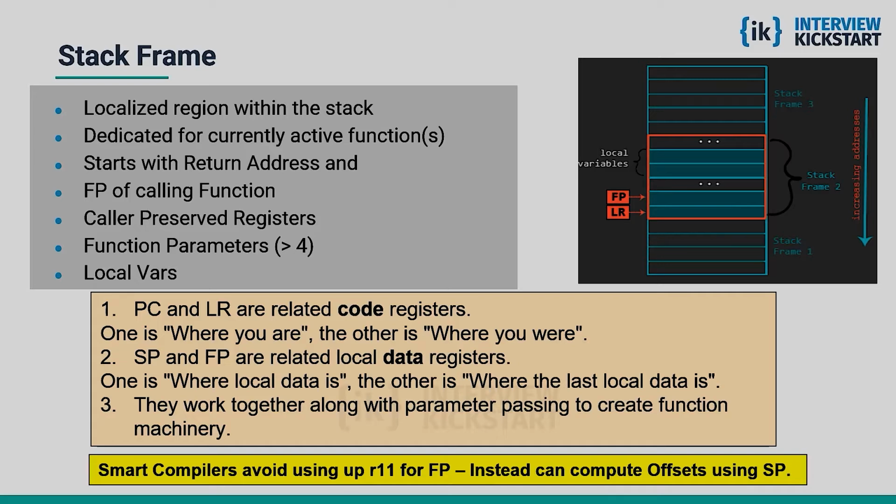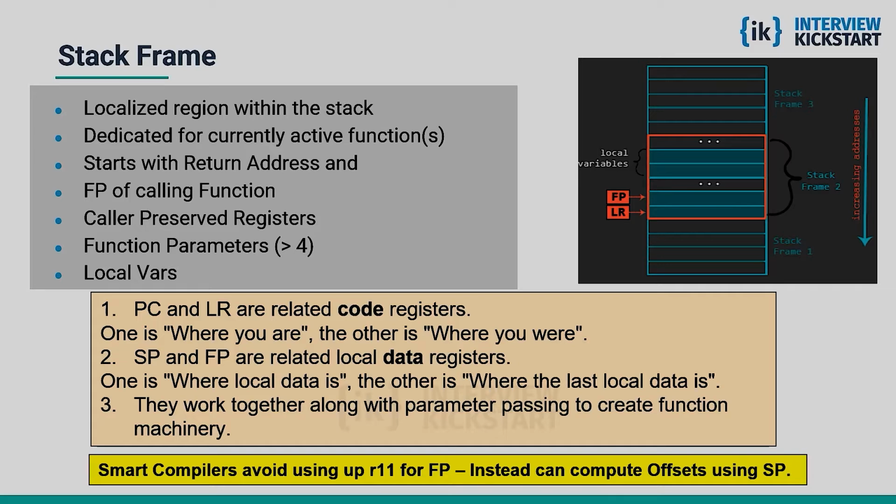If you look at the data related registers, the stack pointer and frame pointer are related to local data. The stack pointer is where the local data is, and the frame pointer is where the last local data is. In the sense, the last function's local data is part of the frame pointer and the current function's local data is part of the stack pointer. Now the PC, LR, stack pointer and frame pointer all work together along with the parameter passing to create a function machinery.